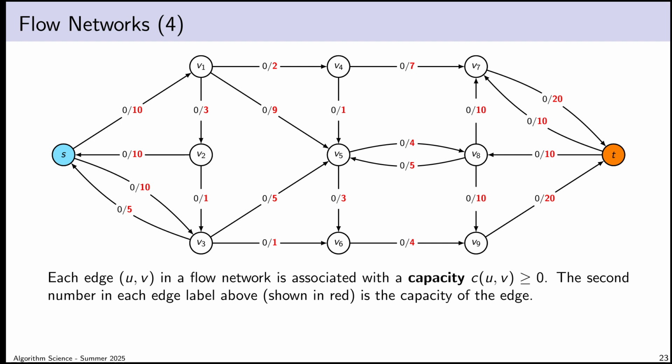for it. So we'll actually model capacities formally as a function that takes two vertices as its inputs and gives us back the capacity of the edge between those two vertices. So for example, the capacity of the edge from S to V1 is equal to 10 here.